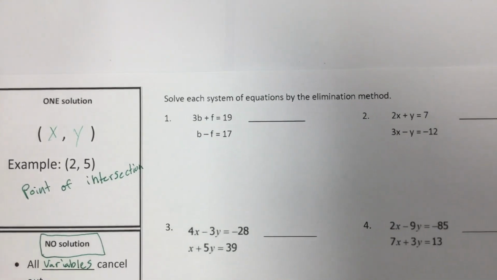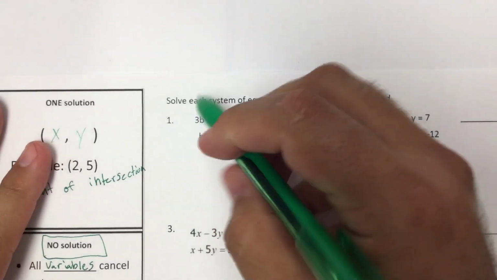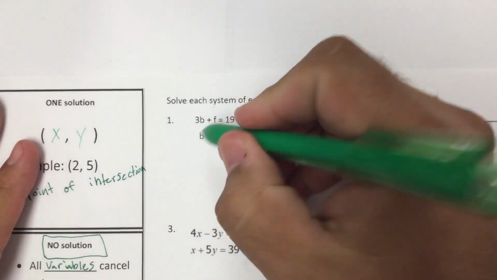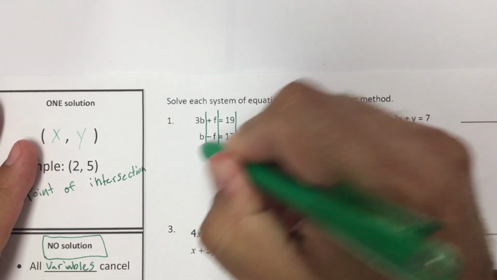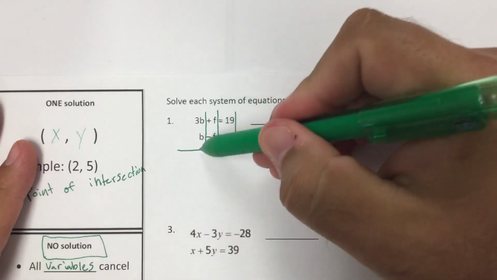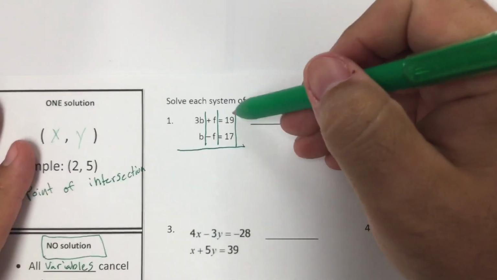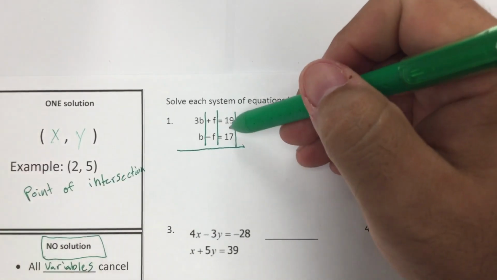Solve each system of equations by elimination. Okay, the first thing we want to do is set them up, make sure that they're in rows. All right, everything's set up. B's are here, F's are here, constants are here, so we're good to go.